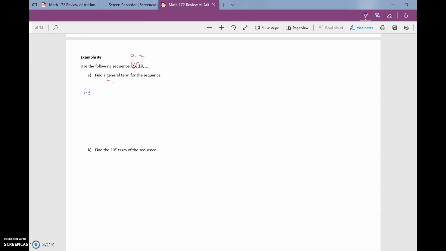So this one will be geometric with r is equal to 3. Okay, so the general formula, in this case, a sub n is equal to a sub 1 times r to the n minus 1. So a sub n is equal to 2 times 3 to the n minus 1. And that's actually it for that formula. You can leave it like that.